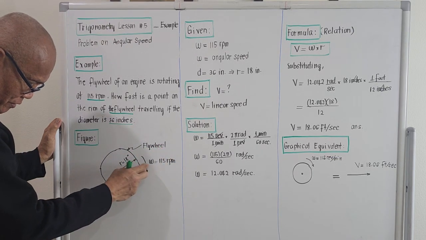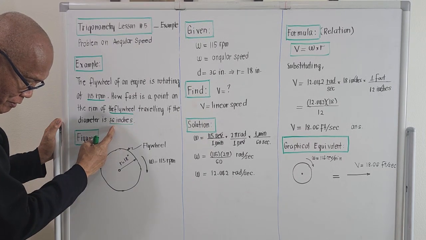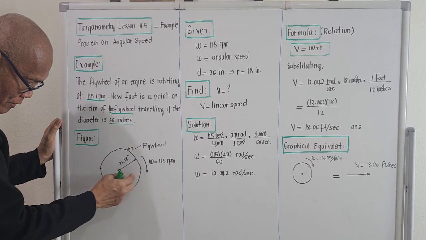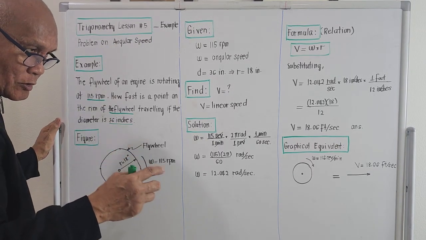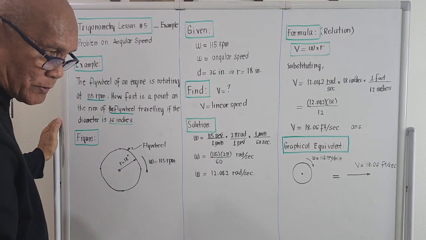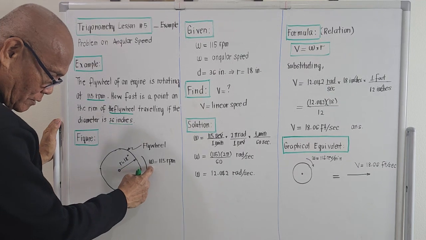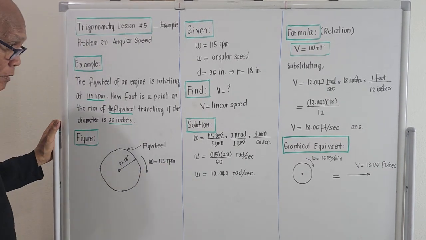The radius is 18 inches because the diameter is 36. Radius is 1/2 of 36, which is 18. And Greek letter omega represents angular speed under the study of kinematics. So I place it here, omega is 115 RPM, meaning revolutions per minute.